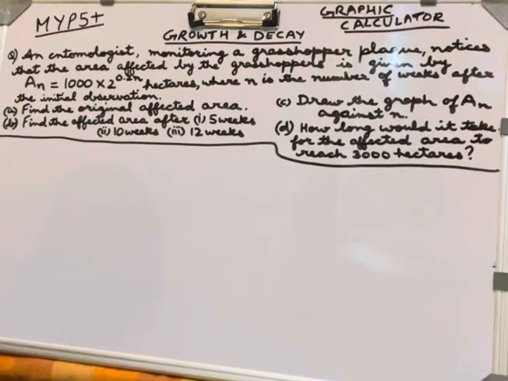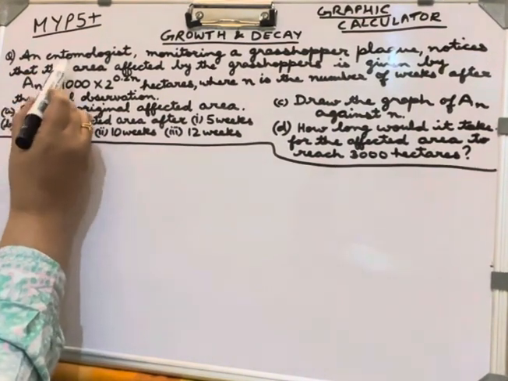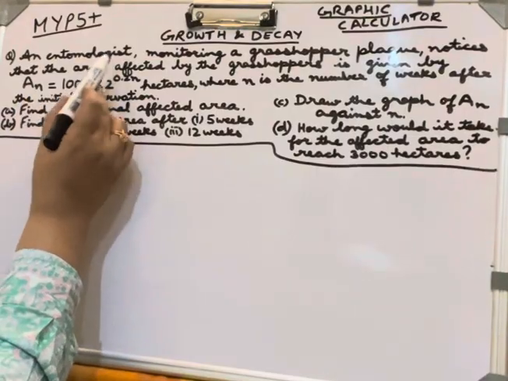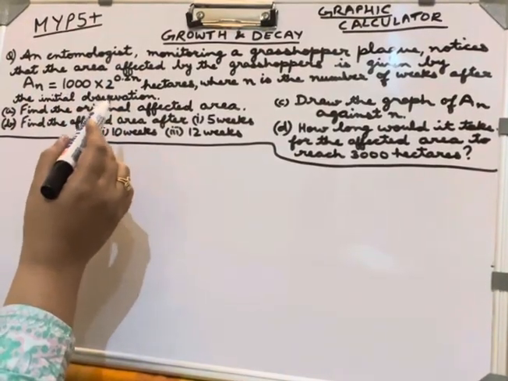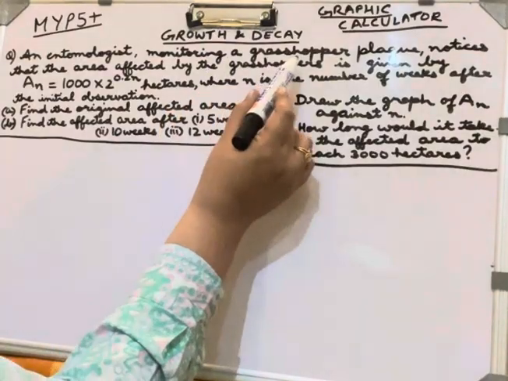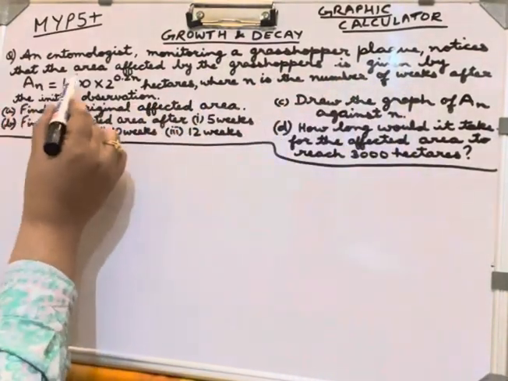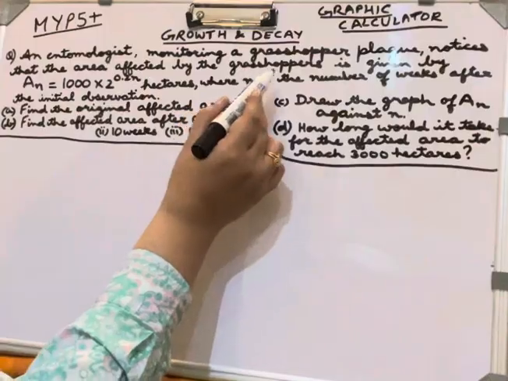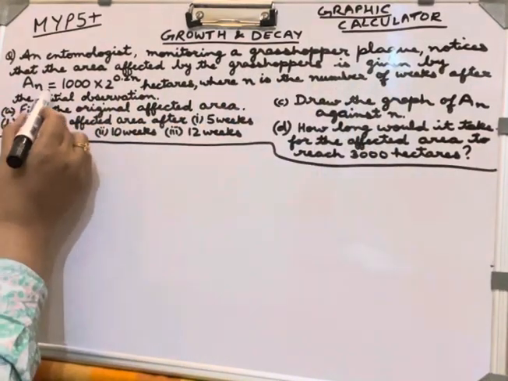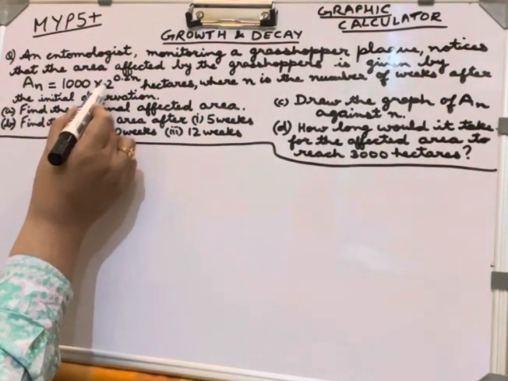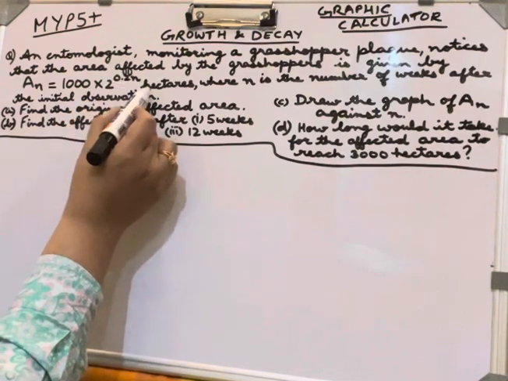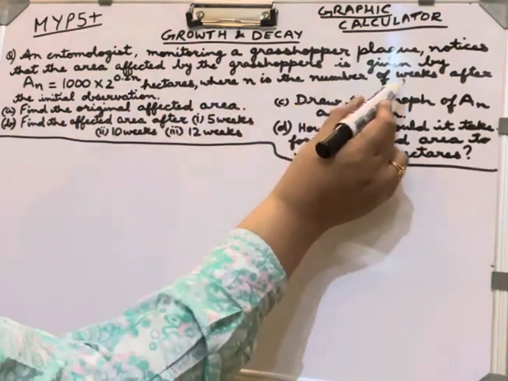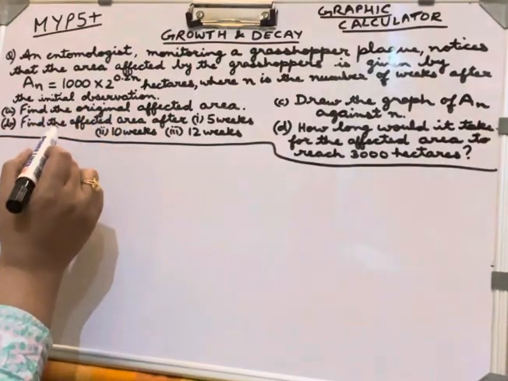So grab your notebooks and let's begin solving a sum from MYP 5 Plus Maths textbook. The given problem is: an entomologist, a person who studies insects, monitoring a grasshopper plague, notices that the area affected by the grasshoppers is given by A_n equals 1000 multiplied by 2 to the power 0.2n hectares, where n is the number of weeks after the initial observation.